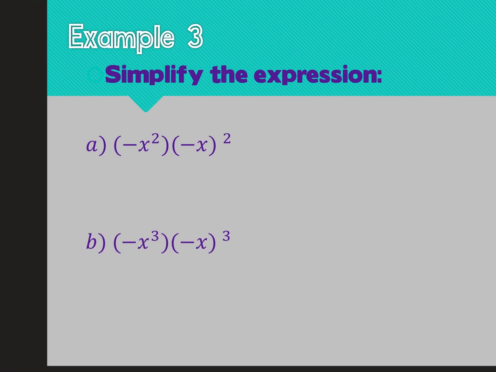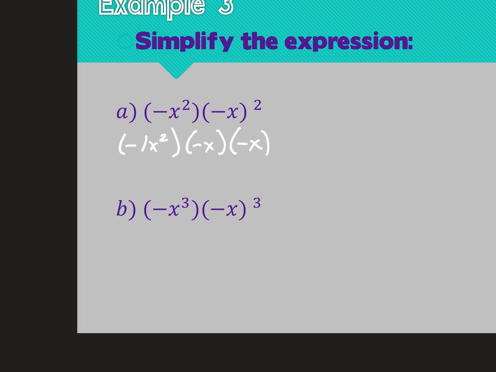So then we get to a problem like this, and this looks a little different, and I want you guys to understand what this is saying. In letter A, both parentheses do not say the same thing. This first parenthesis says -1 times x squared. The second parenthesis says -x times -x. Notice that that 2 is on the outside of the parenthesis, so that's telling you that you have 2 of whatever's inside the parenthesis.